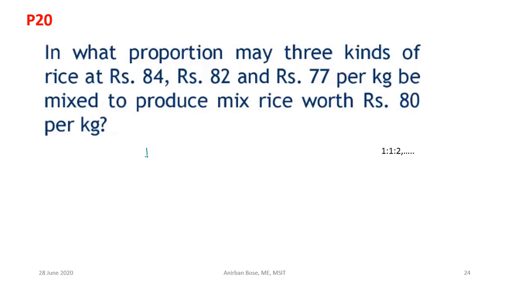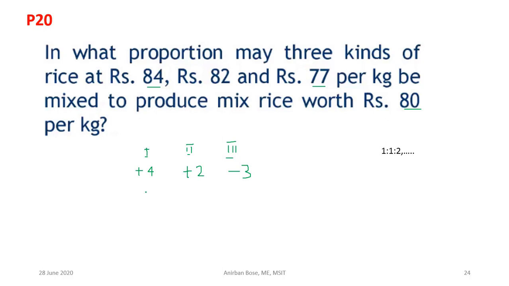So here there are 3 kinds of rice, 1, 2 and 3. So what is the average? Average is 80. So how much more than the average for this one? That is plus 4. For this one it is plus 2, and for this one it is minus 3. Okay. Now you have to mix in such a way that it will be balanced. Okay, so we can balance it in a different way. That is why it is not a unique answer.